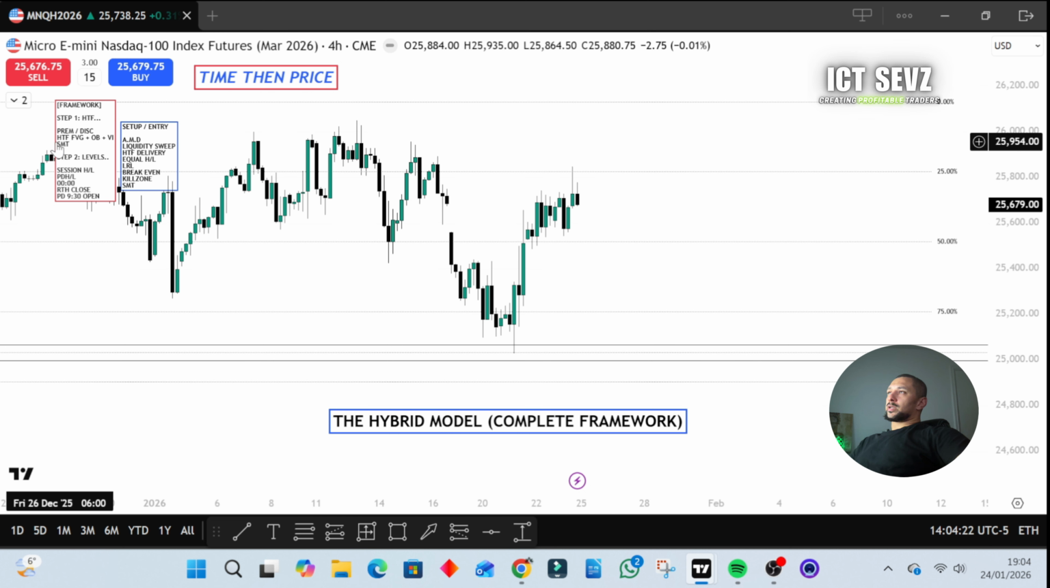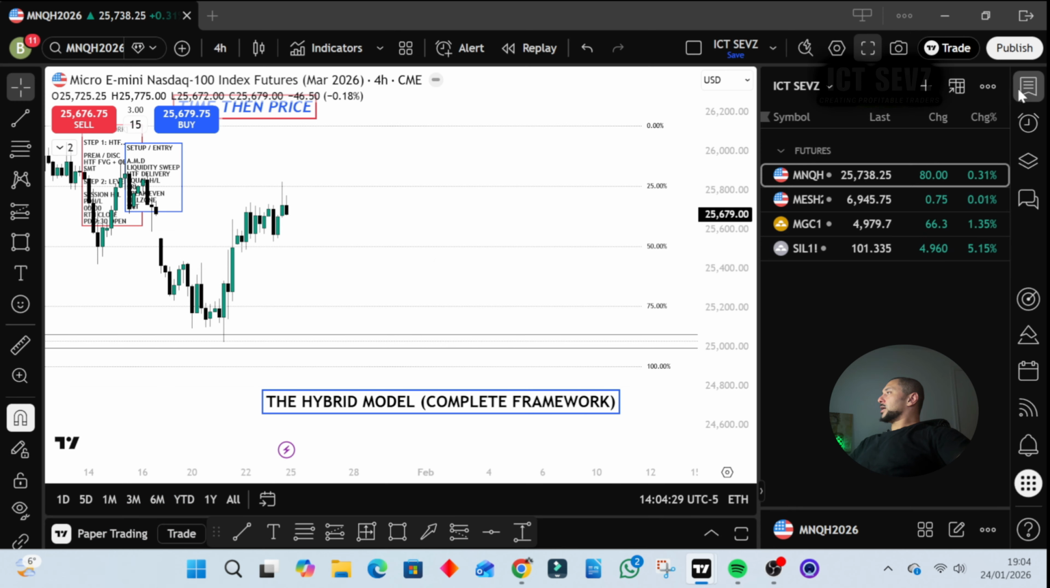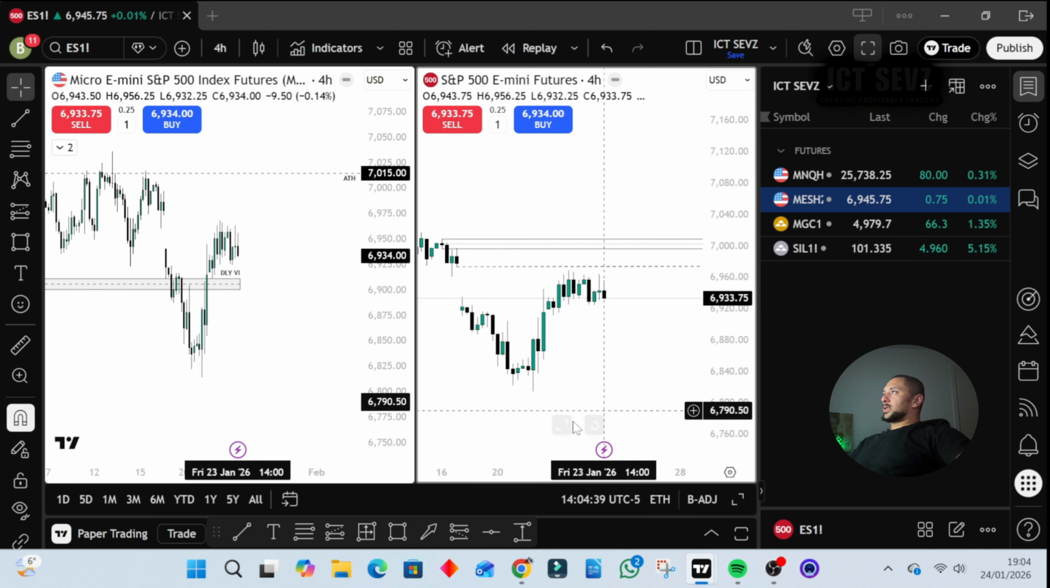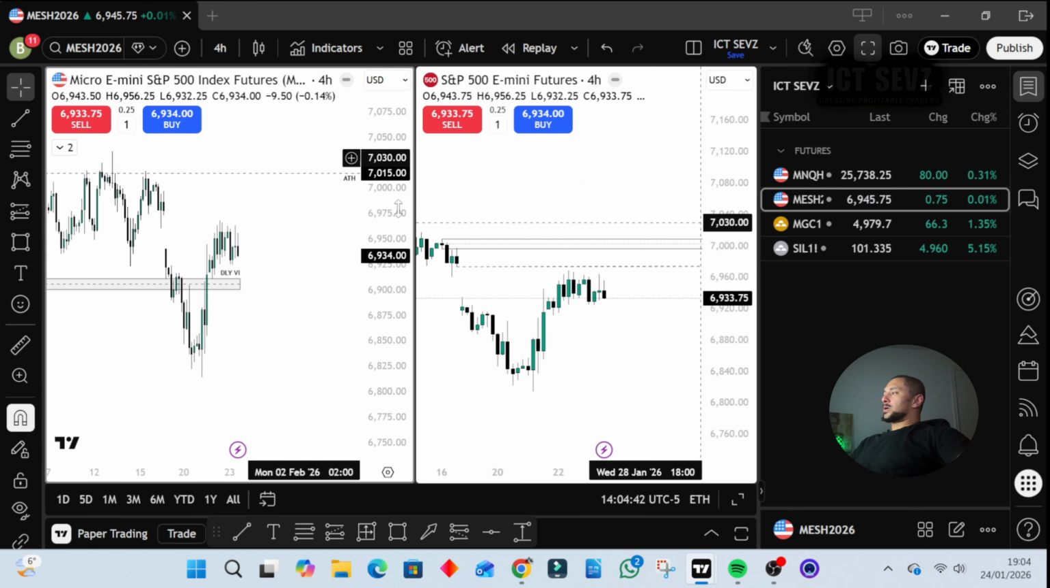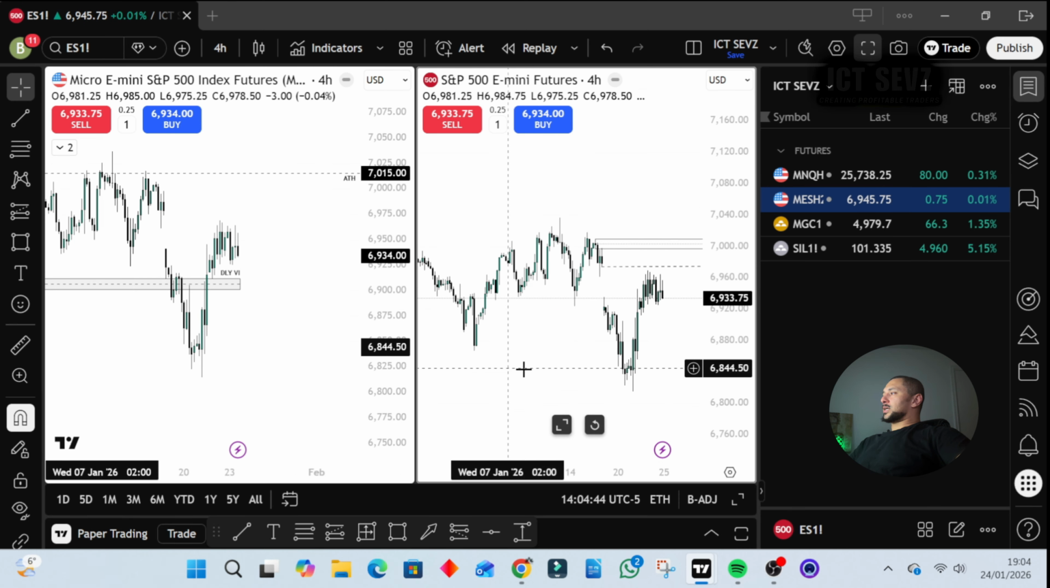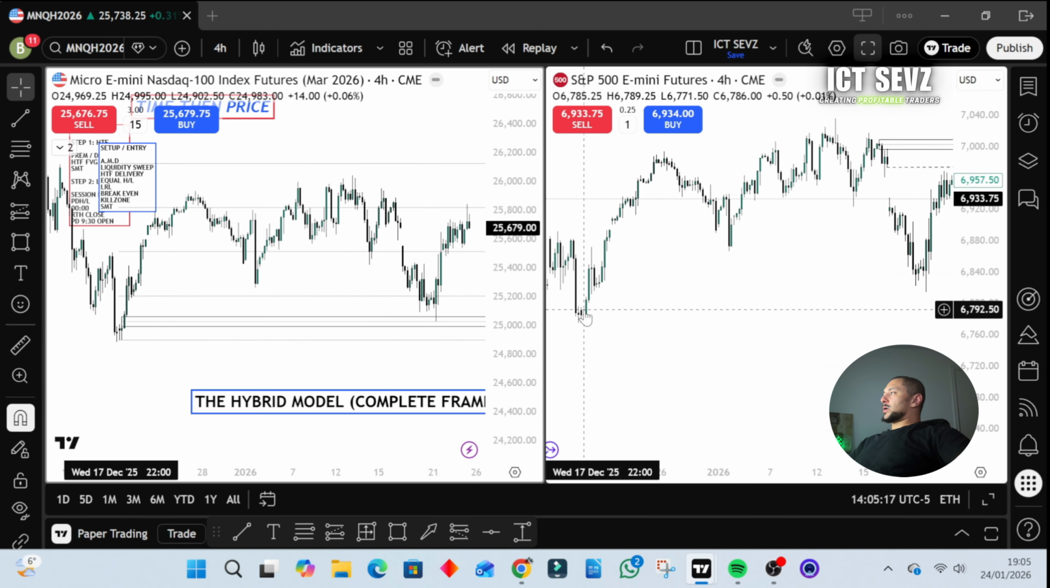Okay, the third thing I'm doing, I'm looking for SMT. So SMT is not something that is compulsory. We don't need an SMT, but it's just a nice confluence to have. If we look at ES, go to the 4 hour and look to the left, how has ES behaved here? The same 4 hour gap is here.